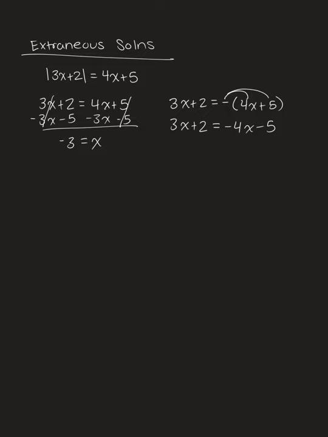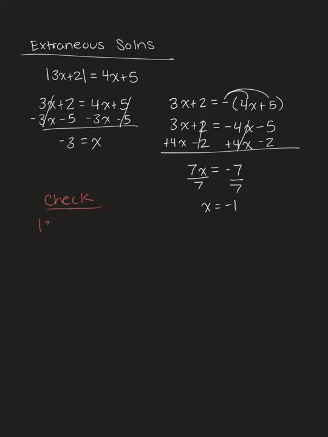So on this side, we have 3x plus 2 is equal to negative 4x minus 5. So I'm going to go ahead and add the 4x, and I'm going to subtract the 2. So I get 7x is equal to negative 7. Divide by 7. X is equal to negative 1. So now I have two solutions and I need to plug them back into the original in order to check.